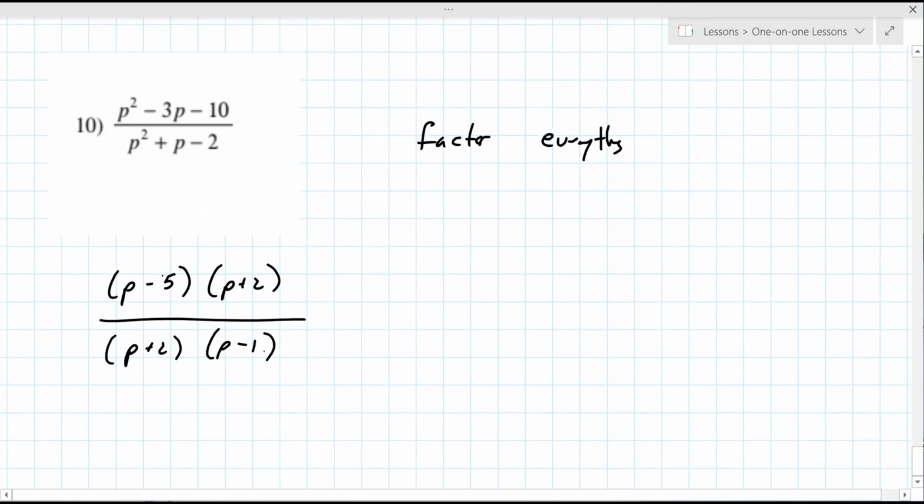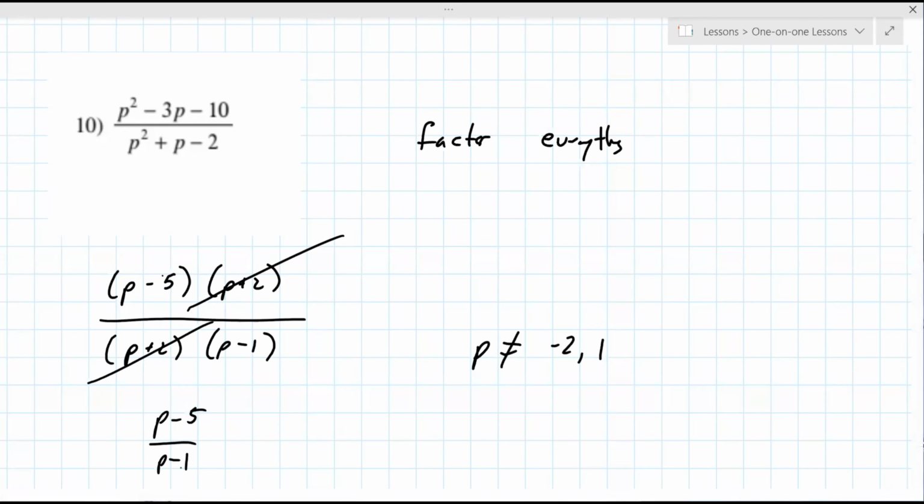And we call that step 0. That's where you're starting. All right. Nice. Set them all. The denominator equals 0, so p cannot equal -2 or +1. And now we can simplify it out. It just turns into p minus 5 over p minus 1. Is that it? That's it.